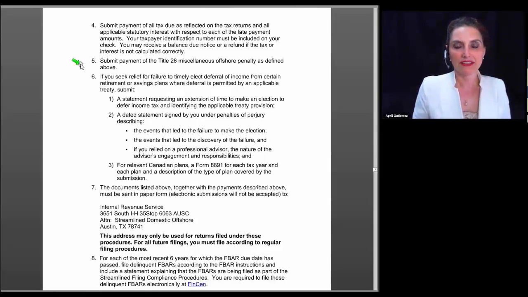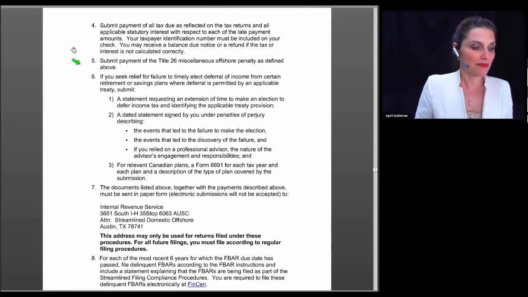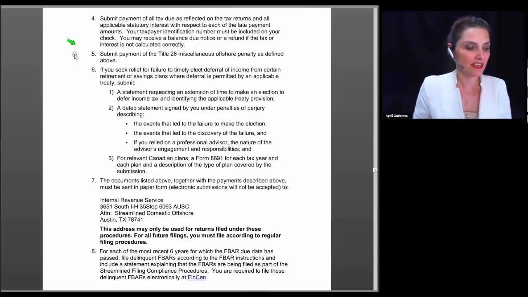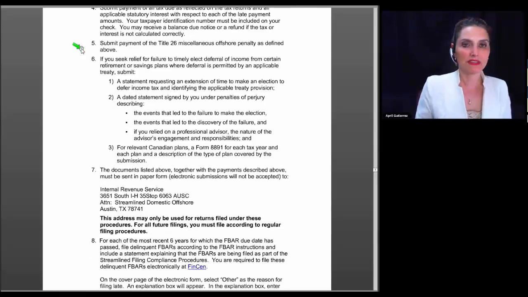In terms of calculating the interest on the tax correctly, that one may not be super easy. I'm not necessarily wonderful at that type of calculation, but I did find a website that calculates your IRS interest for you, and I use that, and hopefully they'll be close. Submit payment of Title 26 miscellaneous offshore penalty as defined above.